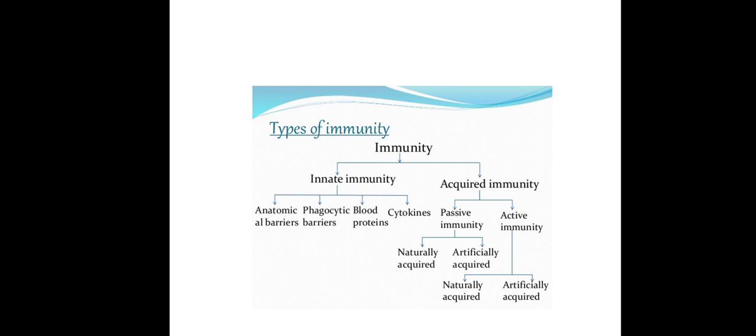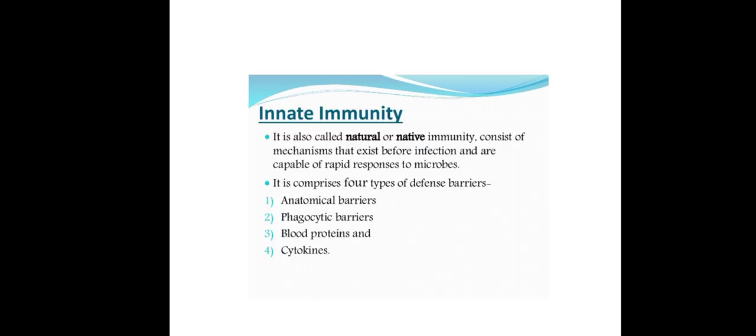The different types of immunity. There are two major types of immunity: innate immunity and acquired immunity. Innate immunity is of four types: anatomical barriers, phagocytic barriers, blood proteins and cytokines. Acquired immunity is of two types: passive immunity and active immunity. Passive immunity and active immunity are again divided into natural and artificial.